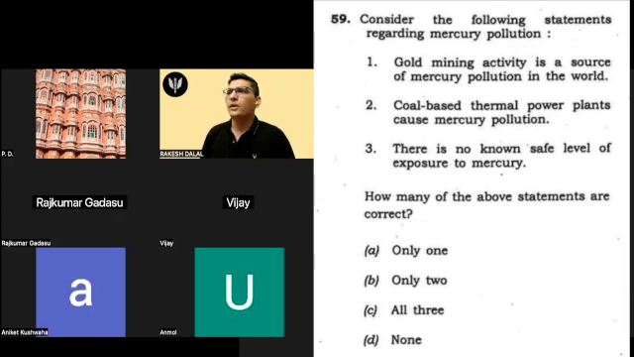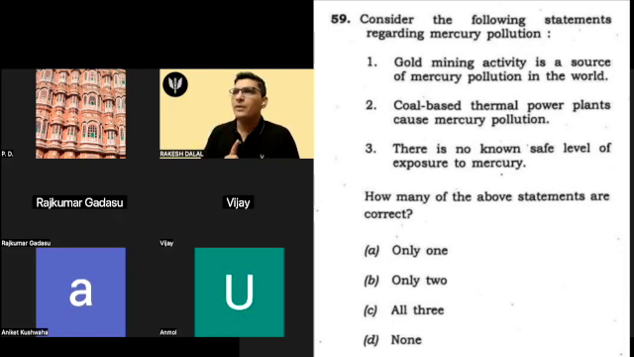Okay. Now, just converse, do the opposite of the statement. There is a known safe level of mercury pollution. There is a known safe level of mercury pollution, this would be the opposite statement.